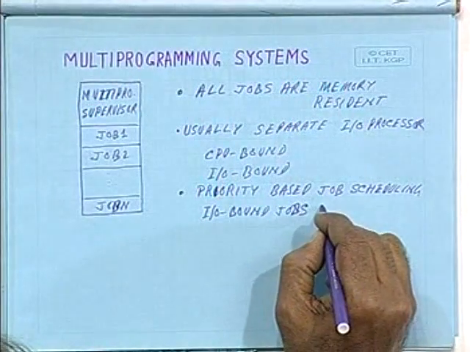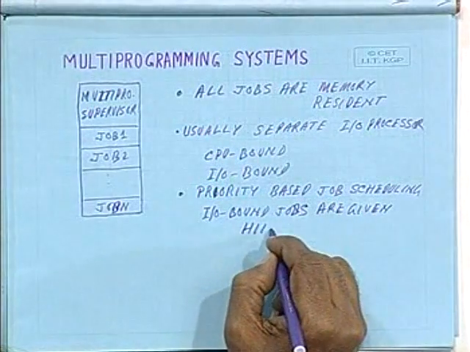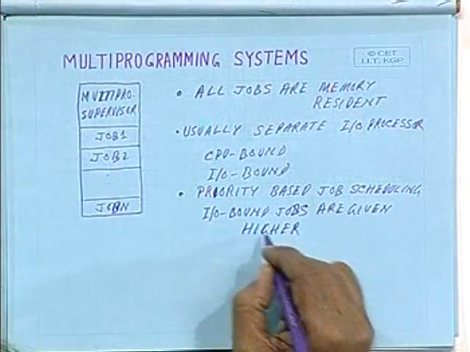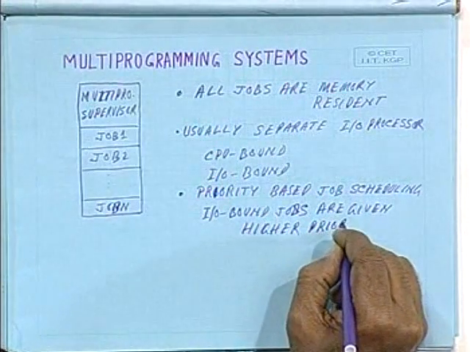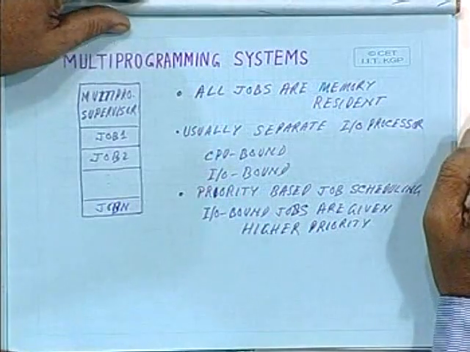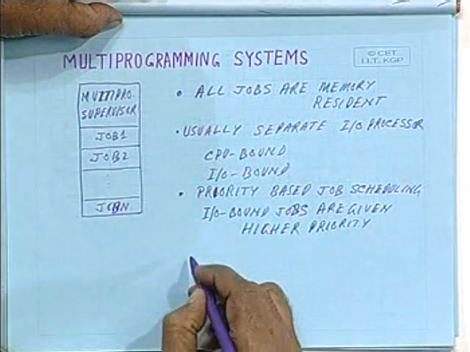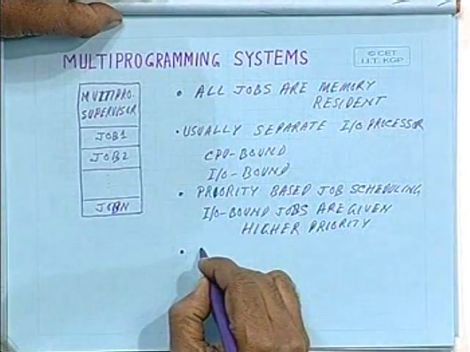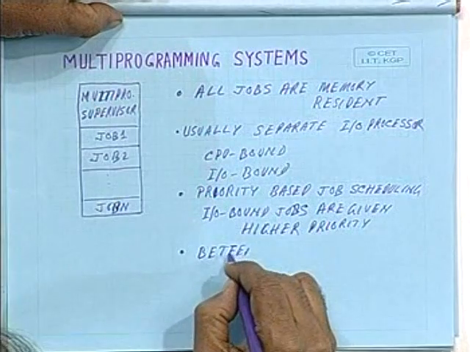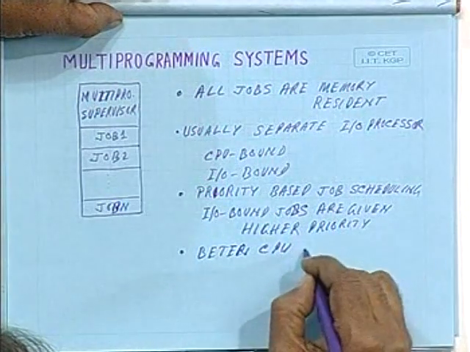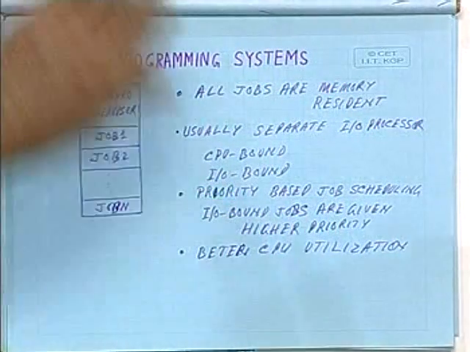Better jobs are given higher priority. And it has been found that by doing that, you get better CPU and IO utilization. So, these are the typical features of this multi-programming system, and we find that in this case the advantages are better CPU utilization. So, you have got better CPU utilization in this case.